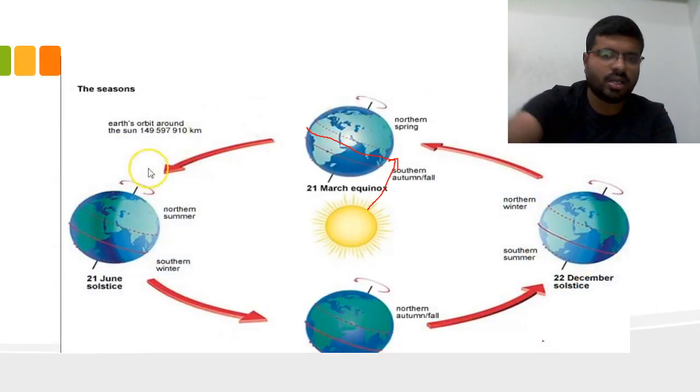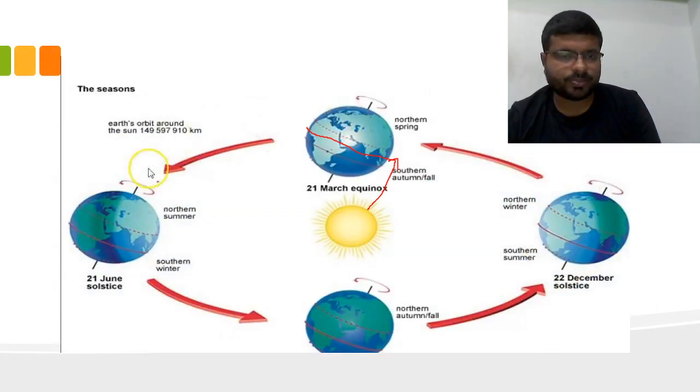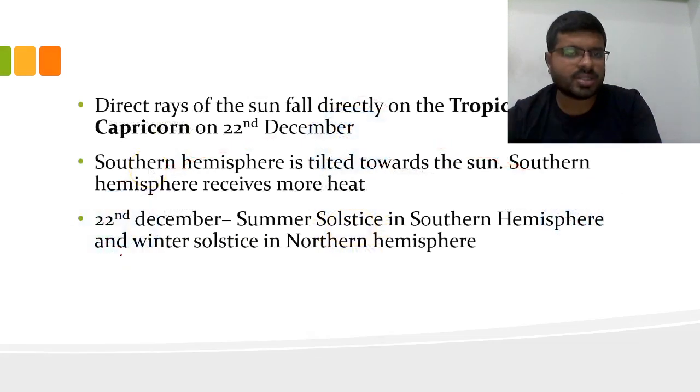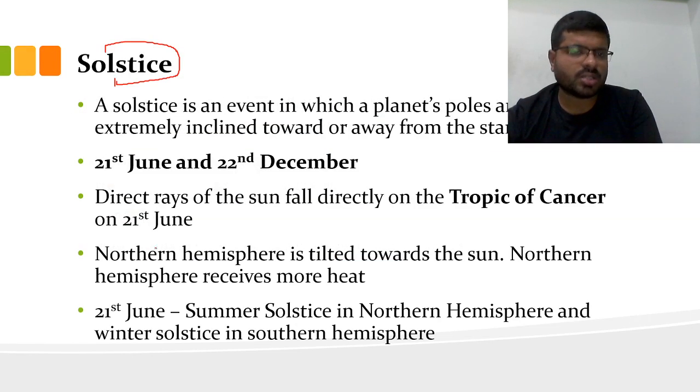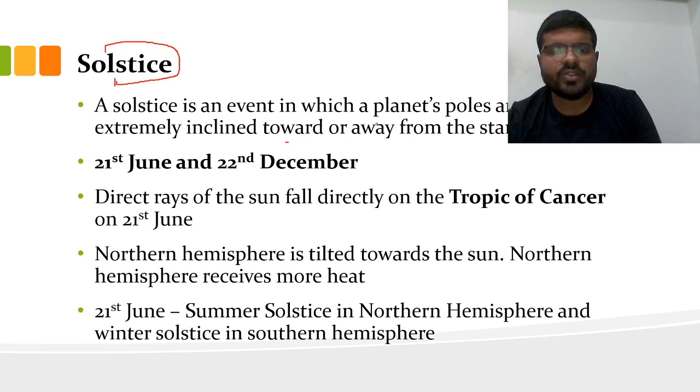You can see here June 21st. Imagine the rotation is happening here. As the earth is rotating, what happens? The majority of the northern hemisphere is facing the sun and the majority of the southern hemisphere is away from the sun. That's what I have discussed in the meaning of a solstice: an event in which a planet's poles are most extremely inclined towards or away from the star it orbits.